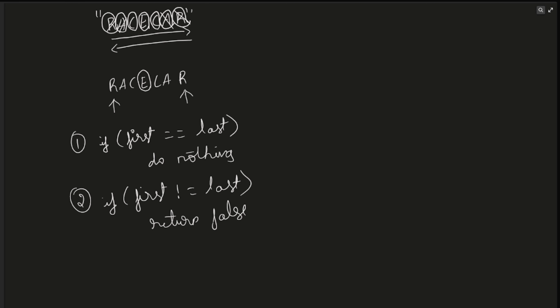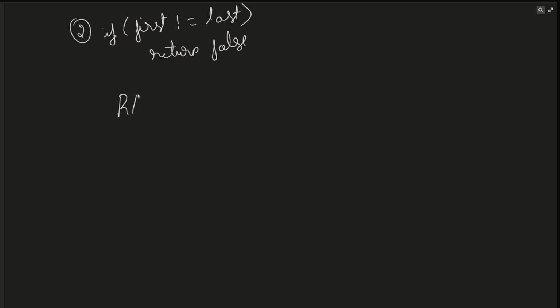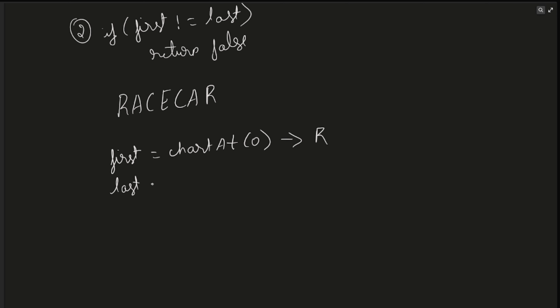Let me dry run this. We have race car. First equals caret 0, which is nothing but R. Last equals caret string dot length minus 1, which is R in this case. Now our pointers are pointing to first and last character of a string.